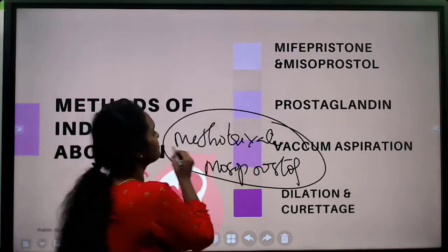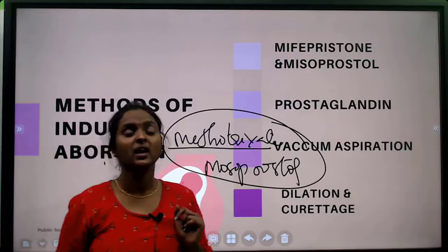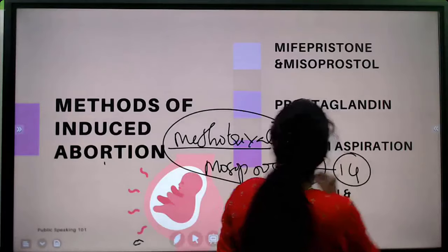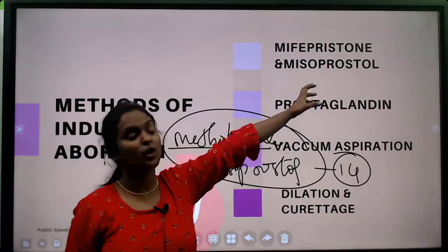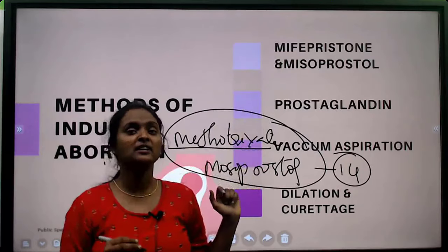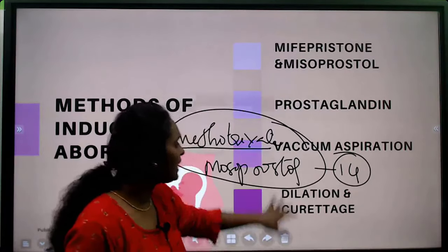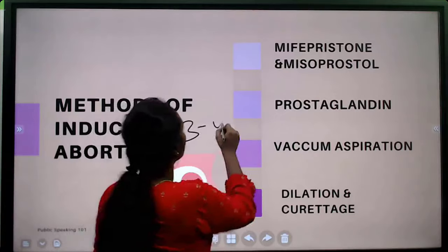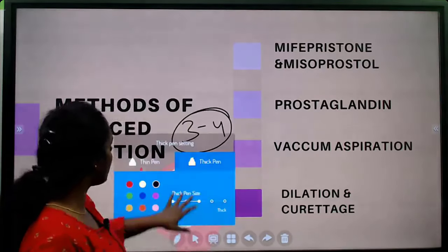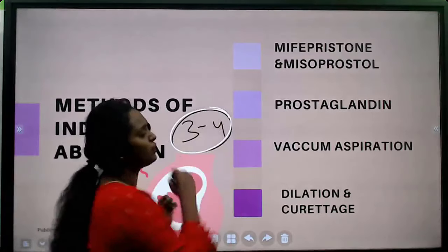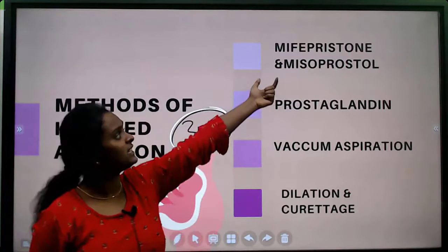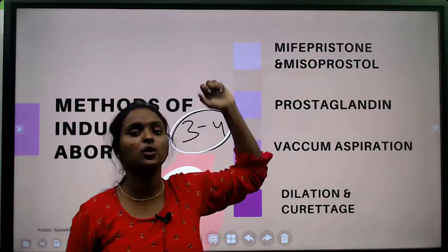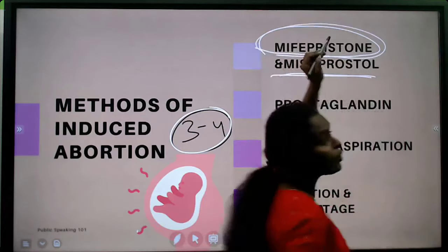What is the reason behind this? If you use methotrexate to terminate the pregnancy, it takes around 14 days. So they have added mifepristone and misoprostol together to terminate the pregnancy within hours. Within how many hours of taking the medication will the abortion take place? Within 3 to 4 hours. So that is mifepristone and misoprostol. How do we give them? Orally. Here mifepristone we will give orally.